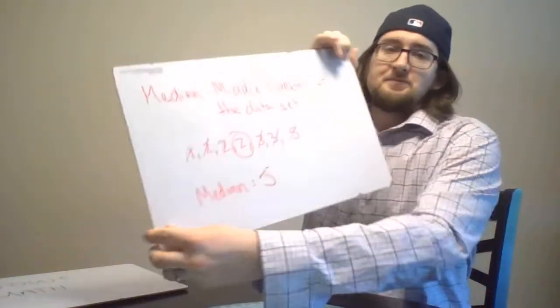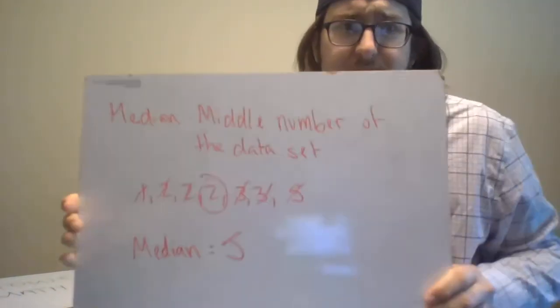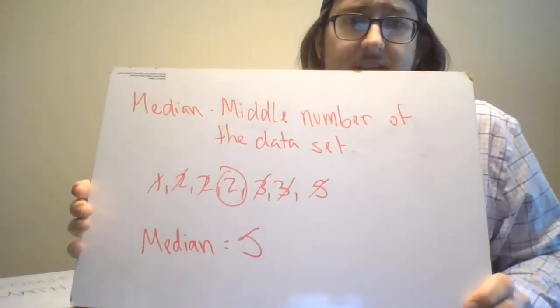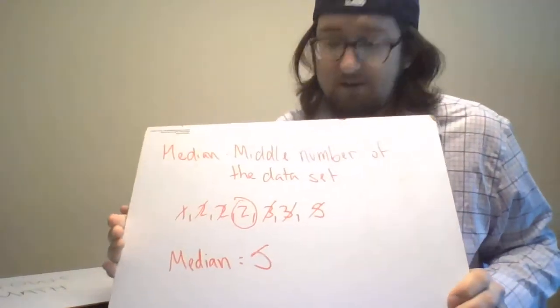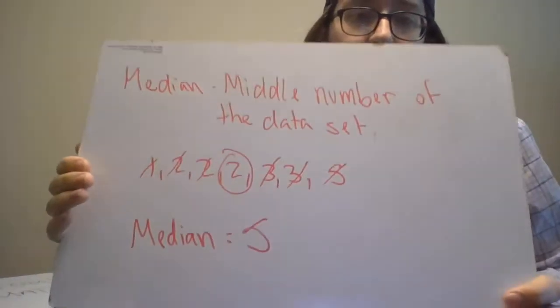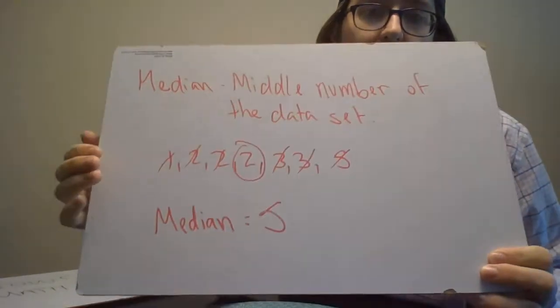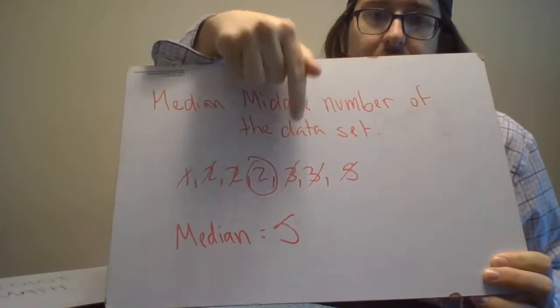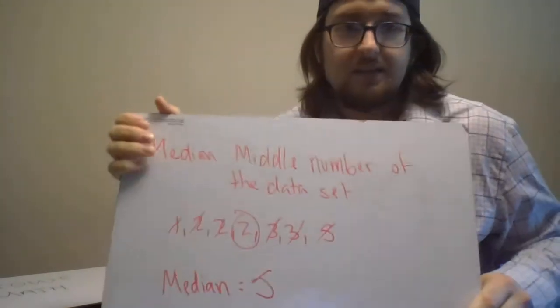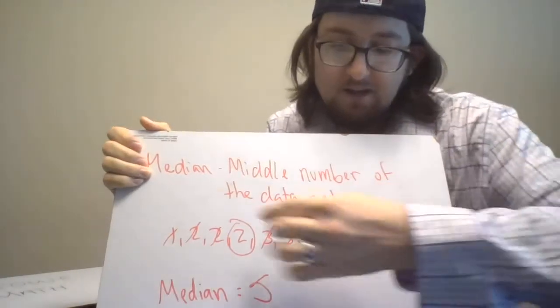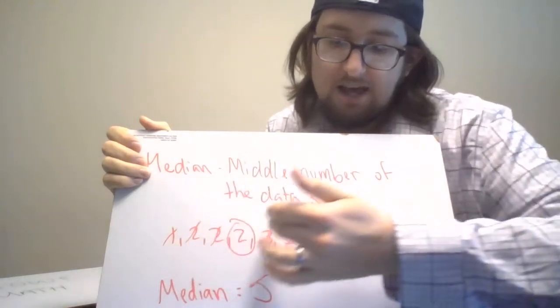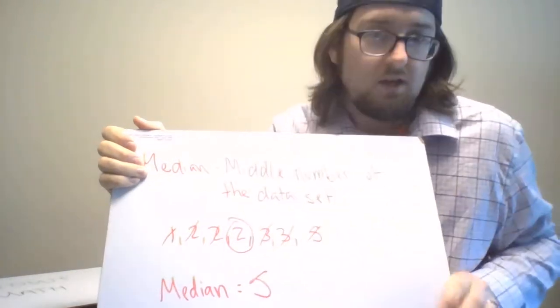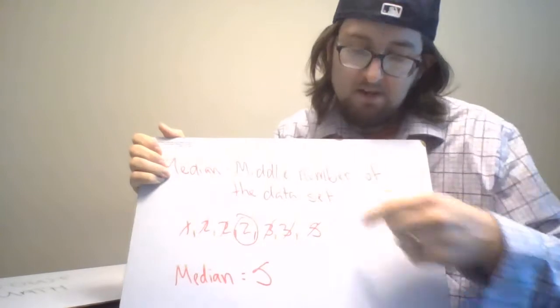The median is the middle number of the data set. I'm sure you guys really miss my handwriting. Well, it's back. The median is the middle number of the data set. So if I use the same exact 1, 1, 2, 2, 2, 3, 3, 5, I crossed out from each side until I had my middle number. And I could then see that my median is 2.